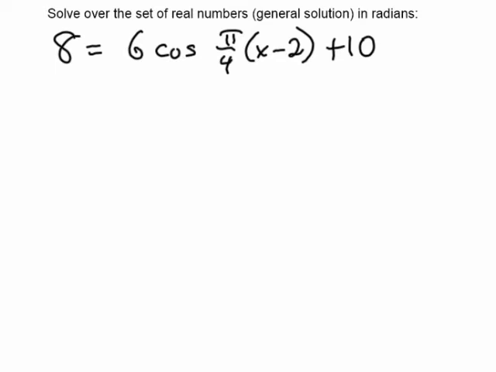In our next example, we're going to look at a situation that is more complex and that we cannot solve using exact values. In other words, we will definitely need to use our calculator. The first thing we need to do is we need to isolate the cosine part. So I can subtract 10 on both sides.